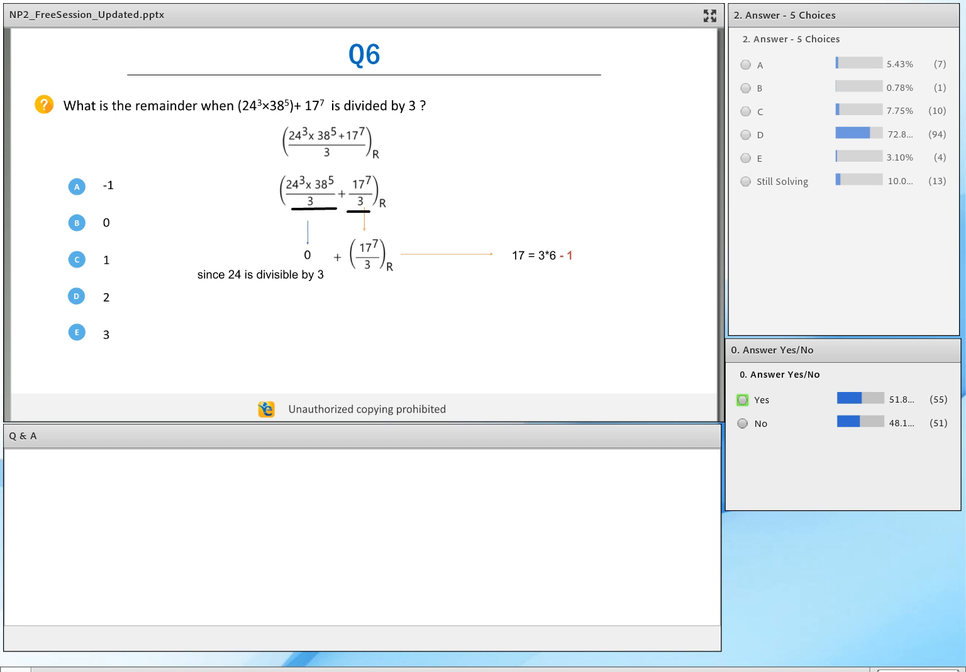So one way to do it is to express 17 as 3 times 6 minus 1. Or we can express 17 as 3 times 5 plus 2. It's clear that processing with minus 1 is much better than processing with plus 2. Why? Because we have a power of 7 over there. So we get to this and we say the remainder is minus 1 to the power 7, which is minus 1. But this is a negative remainder. We've got to get a positive remainder. So what do we do? We add 3 to it and we get a positive remainder as plus 2.